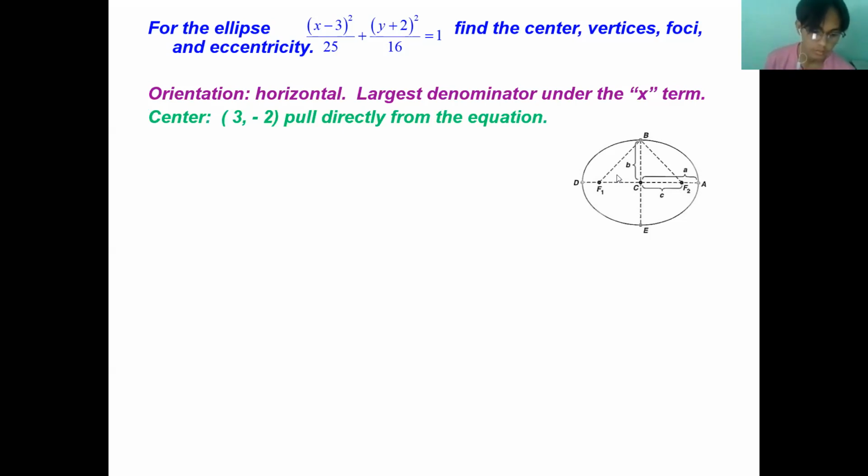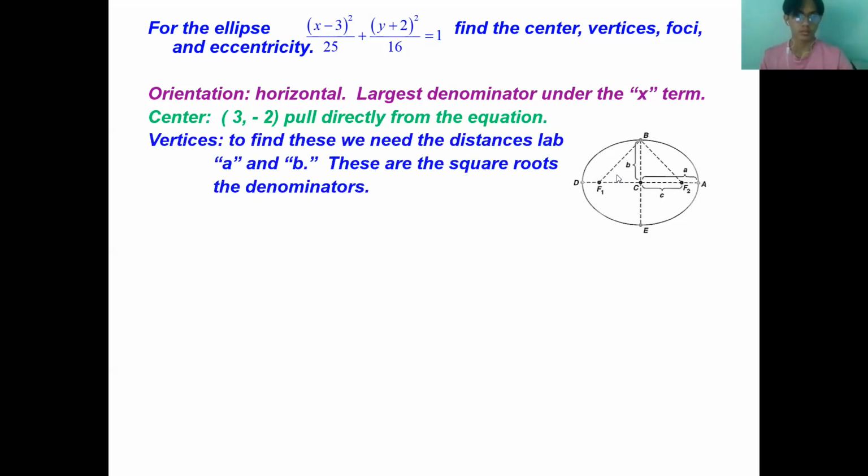That is directly pulled out from the equation which is given. Now we're going to find the value of A and B. Notice that in the denominators, we have 25 and 16, and I did mention a while ago that the bigger value goes with A and the smaller value goes with B. Therefore, that 25 is A squared. So A therefore is 5.